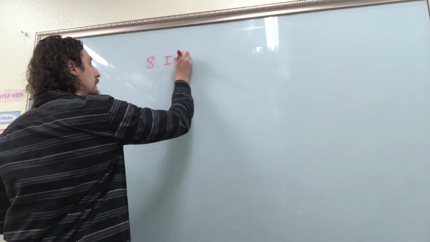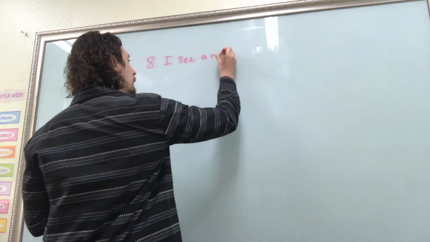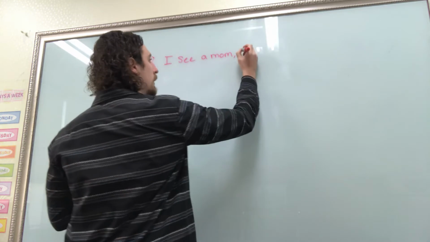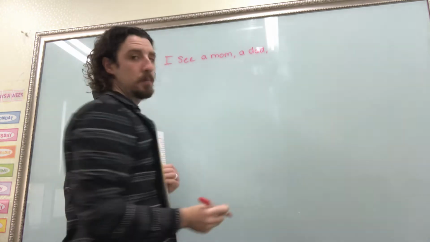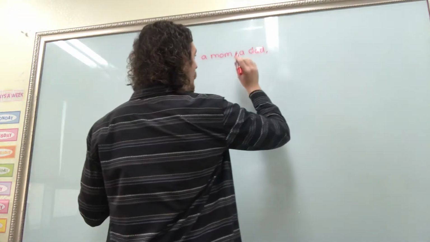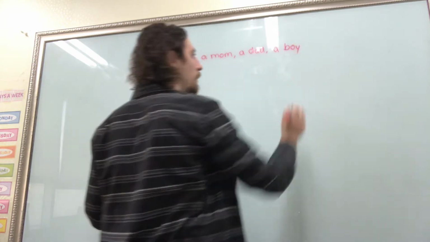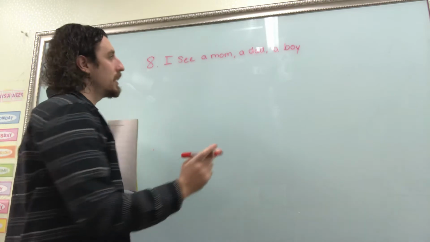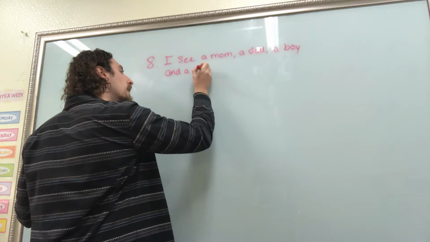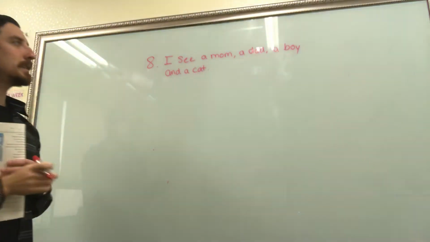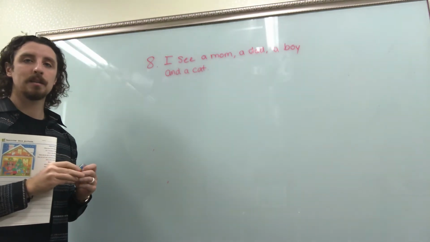I see a mom, comma, a dad, another comma, because we have 4 things this time, a mom, a dad, a boy, and we're at the end of the list. So what word do we use at the end of the list? And a cat. I see a mom, a dad, a boy, and a cat.